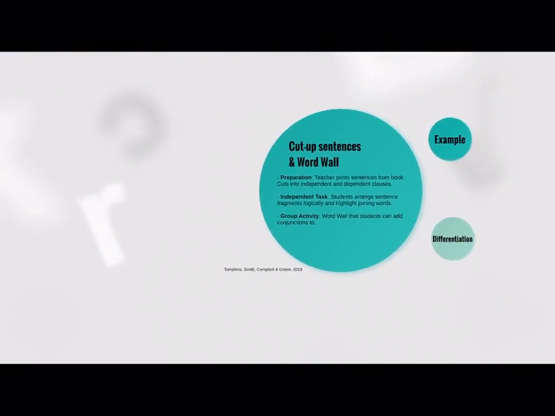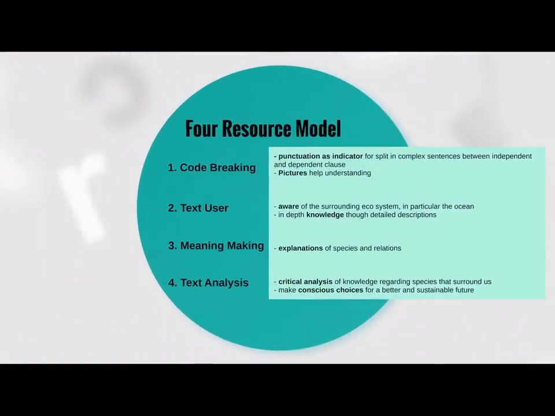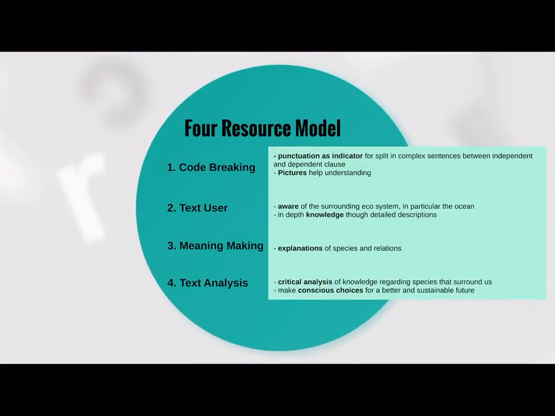Looking at the 4-resource model, in relation to learning about conjunctions, it is clear that in terms of code breaking, students would heavily rely on the punctuation. This is a great indicator to show where complex sentences are split into dependent and independent clause. As text users, students would be able to analyze and process all the information that is available in this book by breaking it down into smaller fragments during this activity. This would then lead to the students becoming more informed and aware of the importance of keeping our ecosystems balanced.